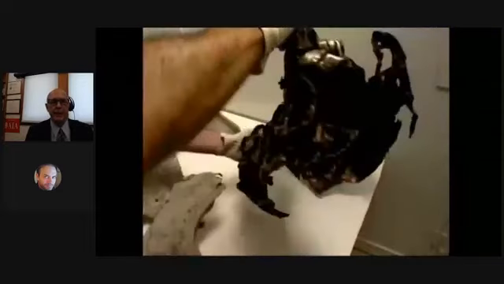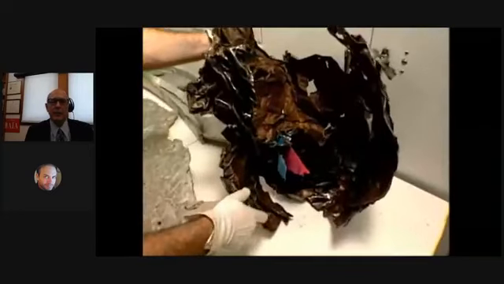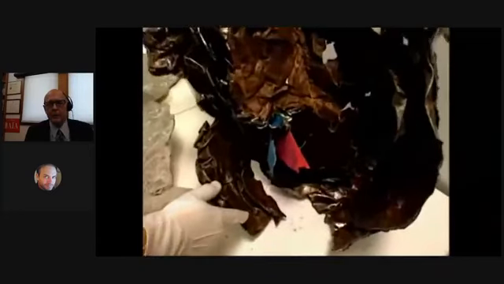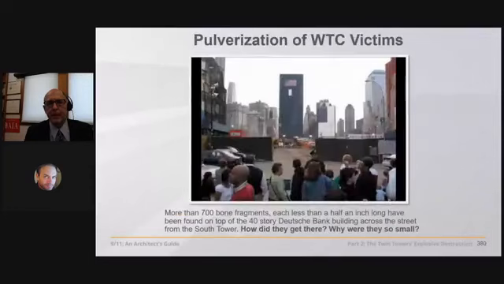Here's the file cabinet that they found. It survived only because it was in the basement. It was from an ice cream store. There must have been 10,000 filing cabinets. Where are they? And how about the people?